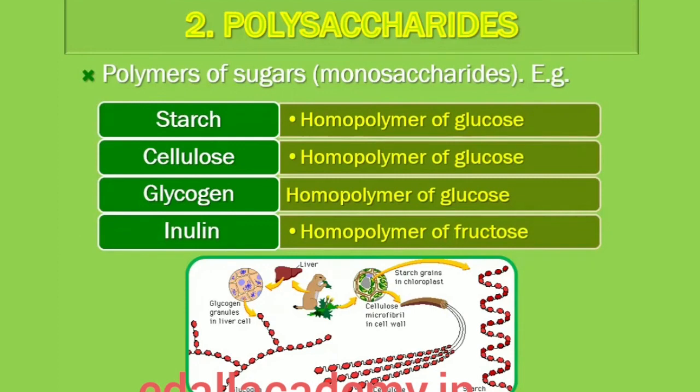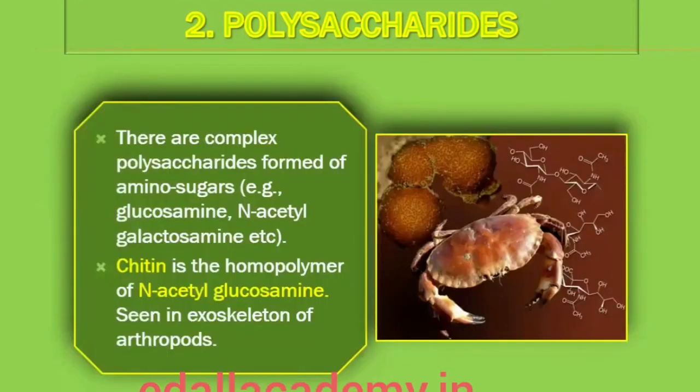Cellulose is a homopolymer. Plant cell walls are made up of cellulose. Paper made from plant pulp and cotton fiber is made up of cellulose. And another important example is chitin. There are more complex polysaccharides in nature. They have building blocks, amino sugars, and chemically modified sugars. Example, glucosamine, N-acetyl glucosamine, etc.